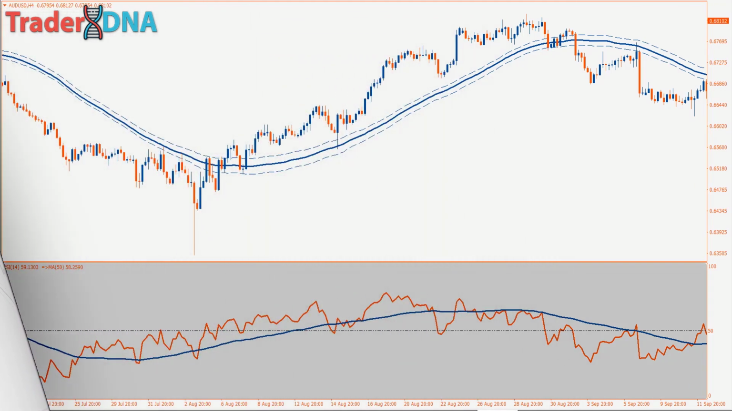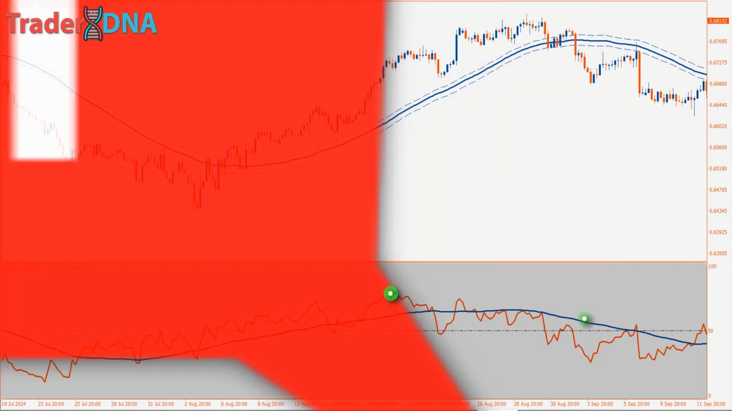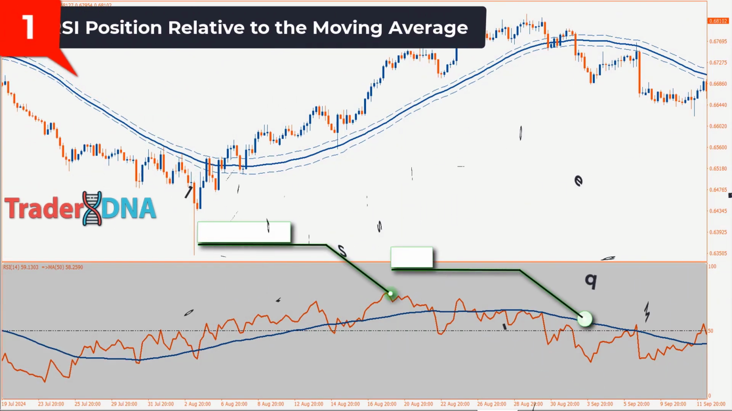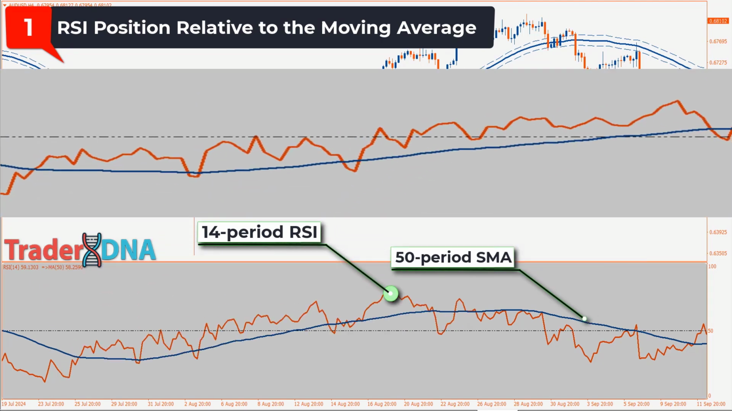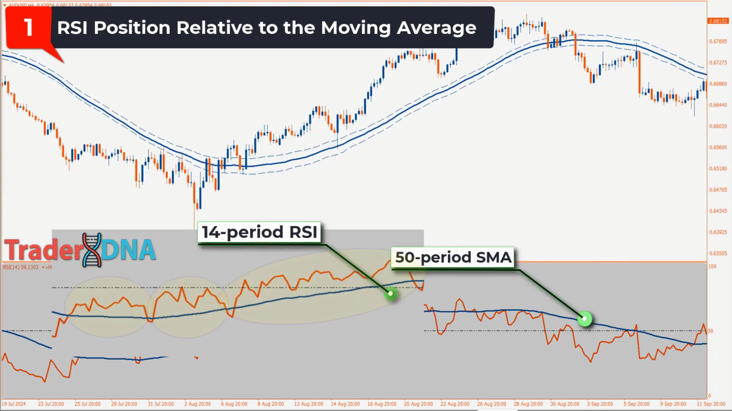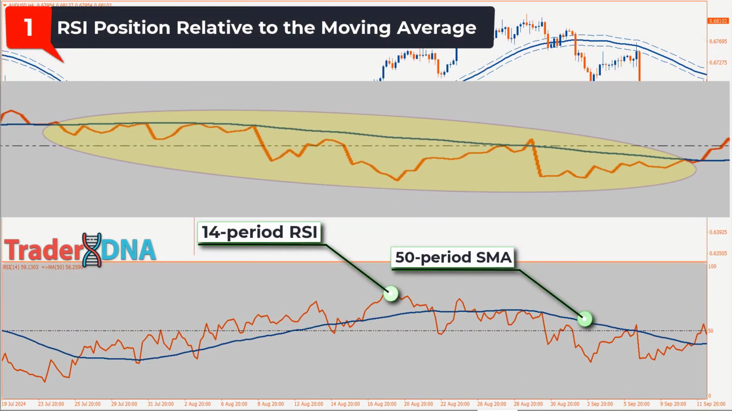As you can see on this chart, we're using a combination of the RSI and simple moving average indicators in our trading setup. This combination provides some key insights at a glance. First, RSI position relative to the moving average. If the RSI line is above the moving average line, it indicates a bullish market. Conversely, if the RSI line is below the moving average line, the market is in a bearish condition.